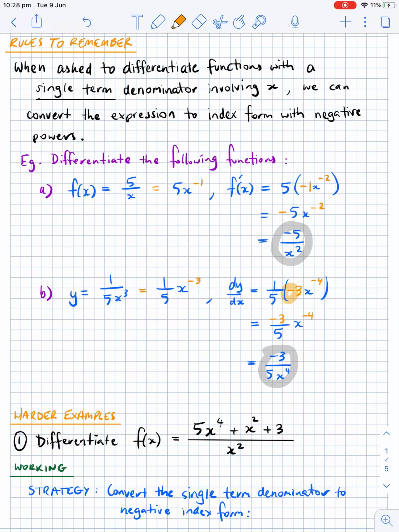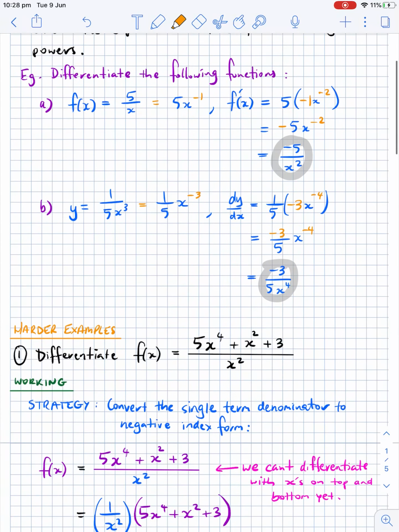That negative 3 is going to come to the front, as you can see there. And the negative 3 becomes a negative 4, goes down by 1. The 1/5 and the negative 3 can multiply to give negative 3/5. And the x to the power of negative 4 is going to go down the bottom. That can pretty much go down the bottom with this 5. So it's going to be negative 3 over 5 x to the power of 4.